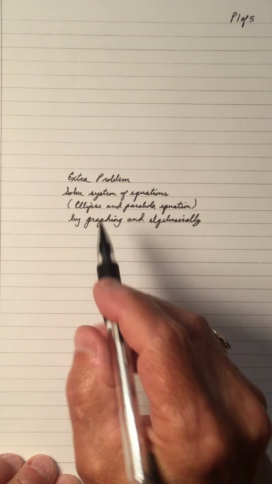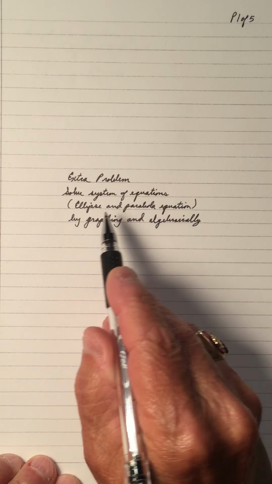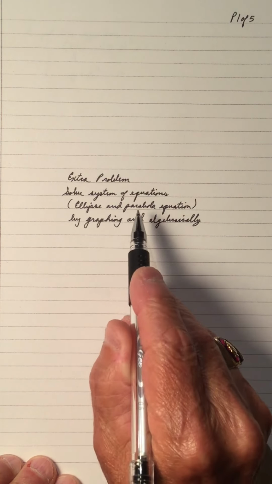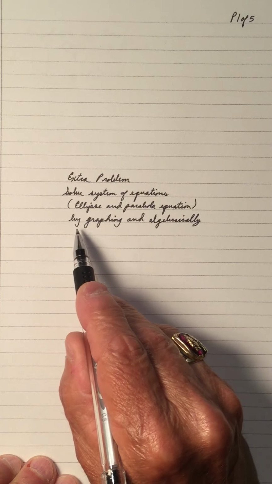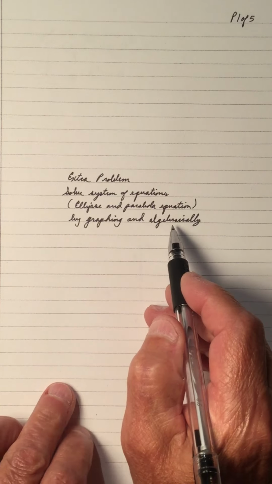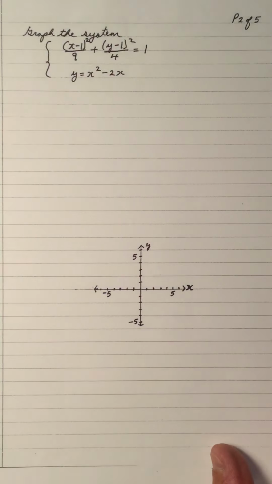Hi, welcome to my video on an extra problem. We're going to solve a system of equations. One equation is an ellipse, another one is a parabola, and we're going to solve them by graphing and algebraically. Here we go.